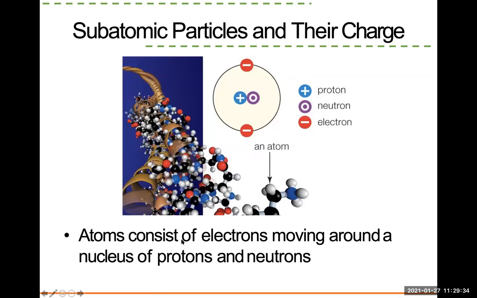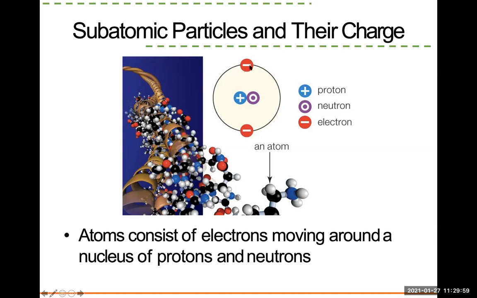So atoms consist of electrons moving around the nucleus. You see the word nucleus again here, and like I said before, nucleus just means a center. In the center, you have protons and neutrons. Proton, you can see a positive charge there. Think of P as positive. Neutron doesn't have a charge, it's neutral. Electrons have a negative charge.